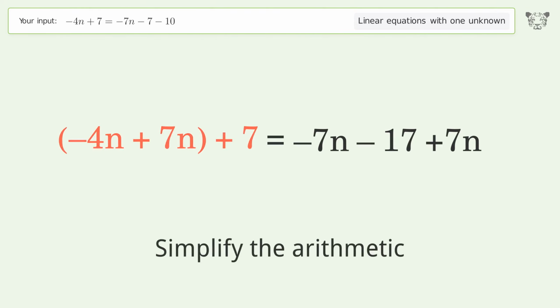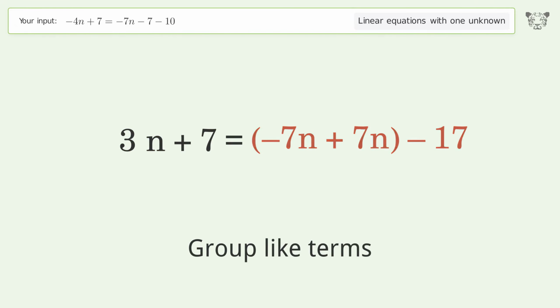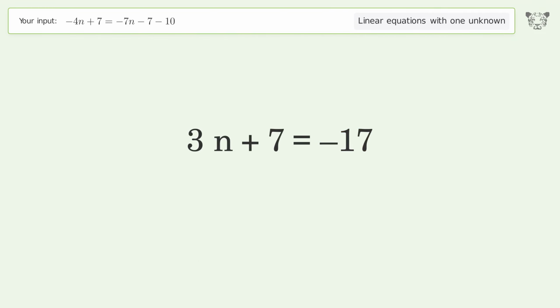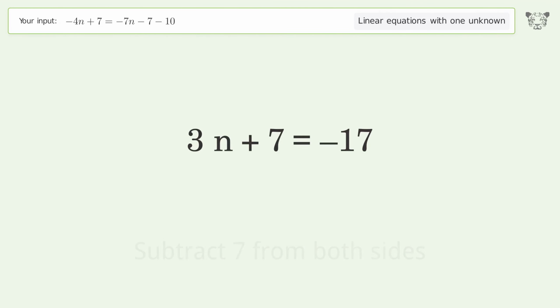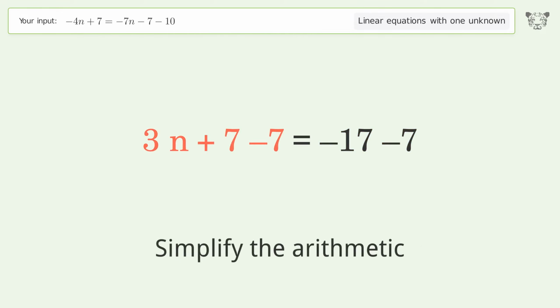Simplify the arithmetic. Group like terms. Simplify the arithmetic. Group all constants on the right side of the equation. Subtract 7 from both sides. Simplify the arithmetic.